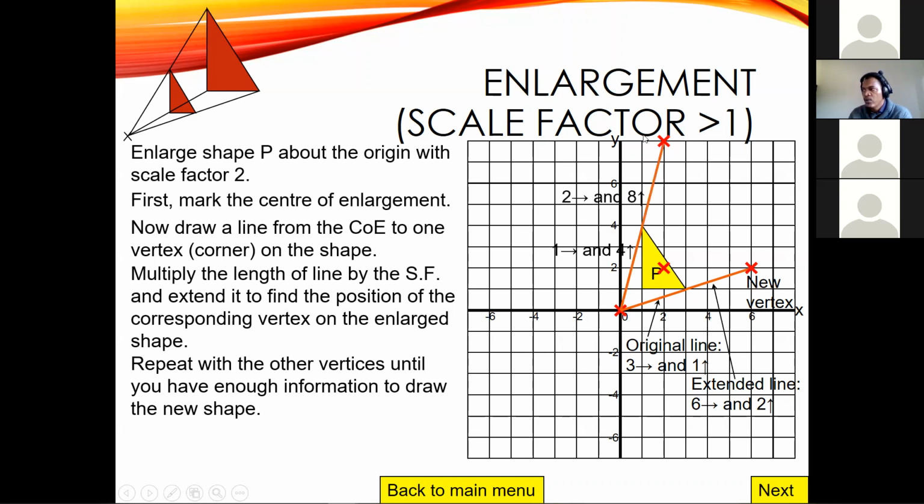We do that the same for the other ones, and we also do that for the last one. And then we draw in our shape. You can see it's the exact same shape that I drew before using the point. So there's many.